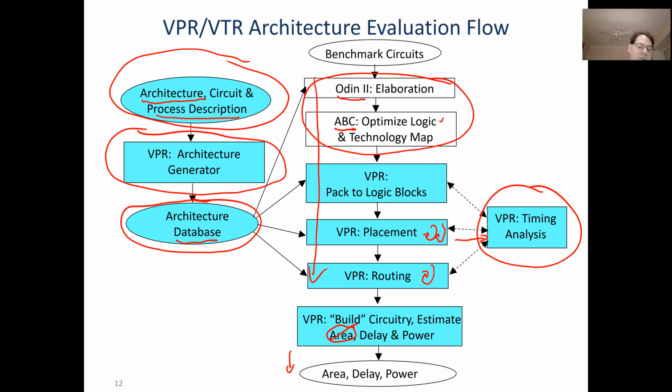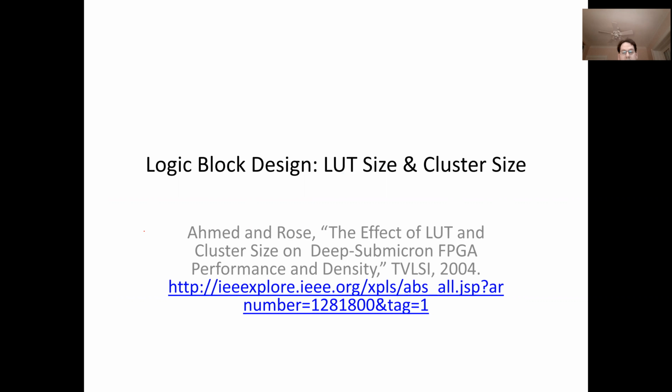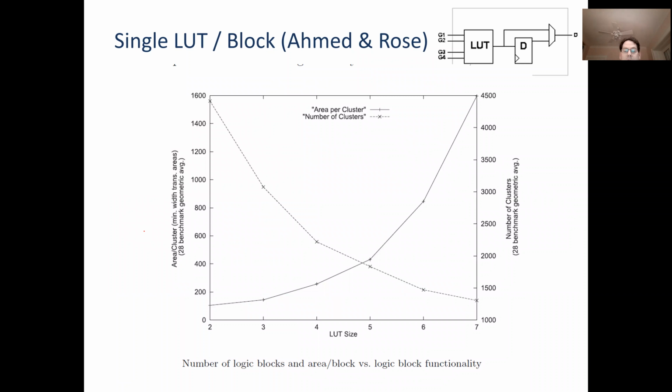Okay, so that's the basic idea by which most of the architecture studies I'm going to show you work. They use a CAD flow, either that exact CAD flow or one relatively similar to it, to evaluate different ideas. Okay, so let's talk about the first paper, which looked at how do we choose a good lookup table size and cluster size. There's a bunch of figures grabbed from that paper.